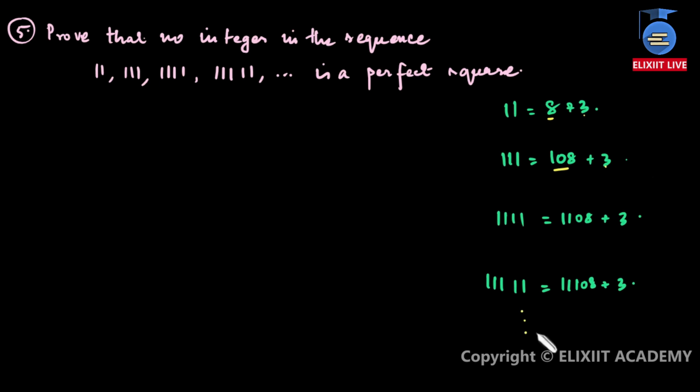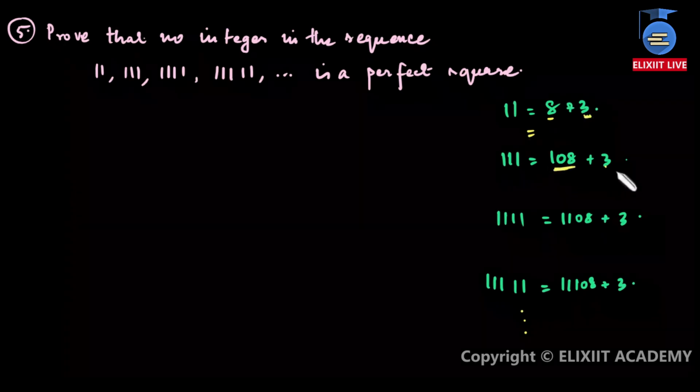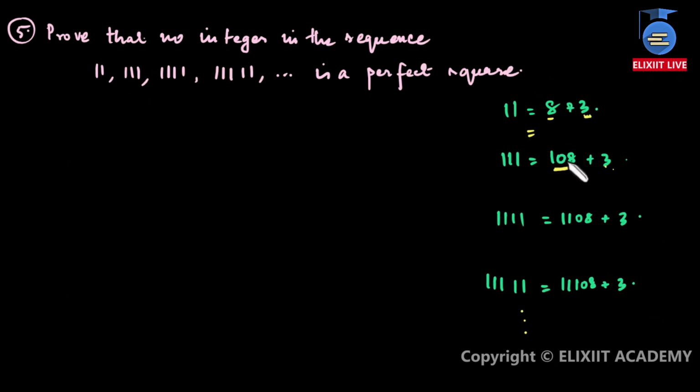So what is the pattern in this case? Each of these numbers is basically a multiple of 4 plus 3. I'm saying this because the last two digits are 08, so it's a multiple of 4. So this is of the form 4k plus 3.